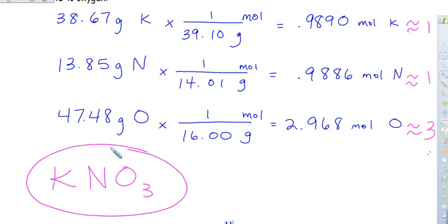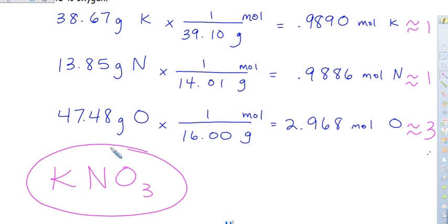There's your empirical formula, your simple whole number ratio, 1:1:3. Now, to be honest with you, I probably could have gotten that without doing any calculations. So you're thinking, wow, I just wasted all this time, right? Oh, of course not. If these are ionic, they always have a positive ion and a negative ion.